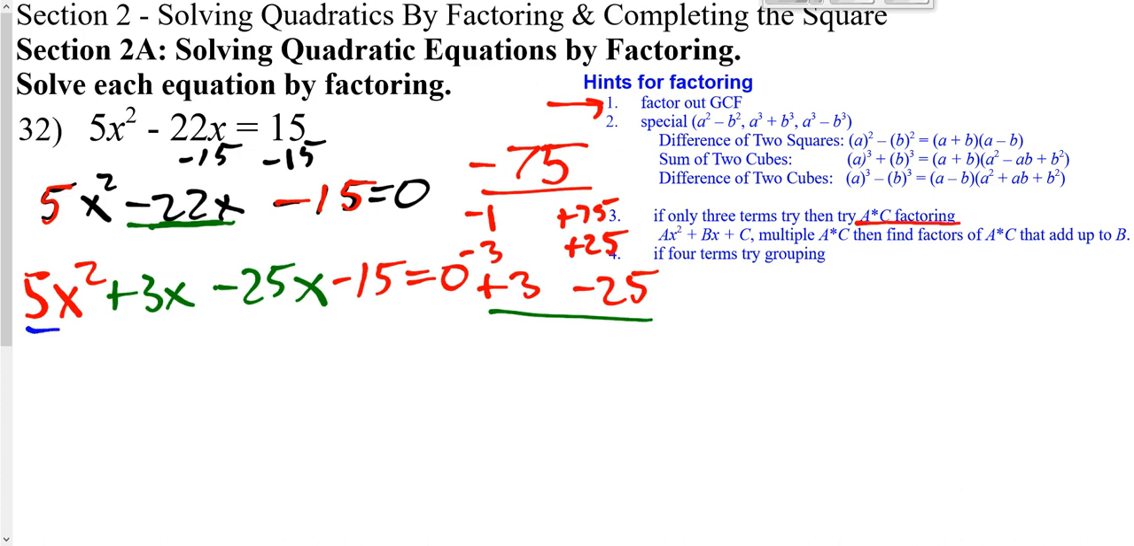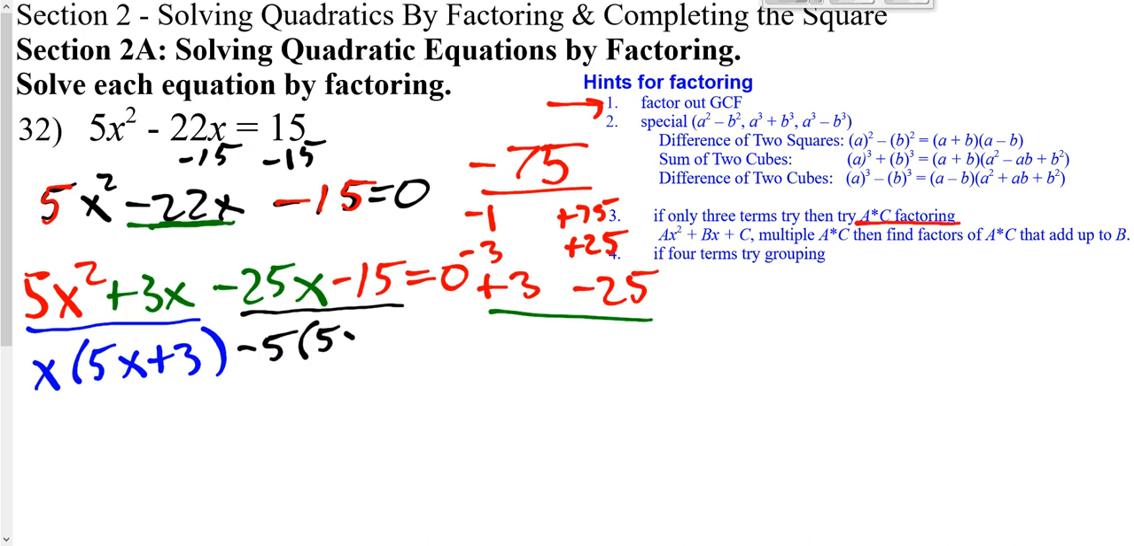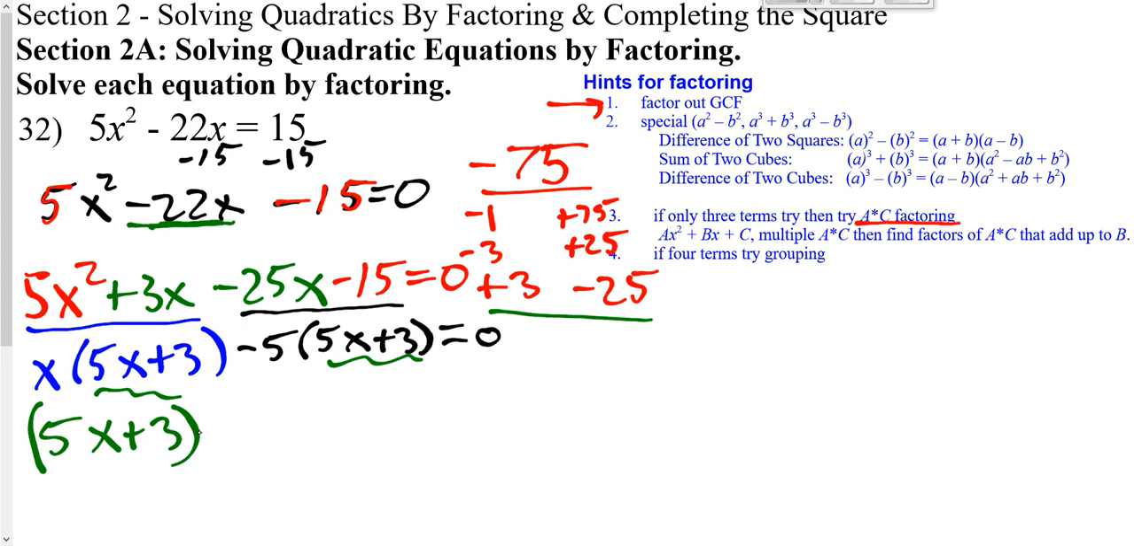Then we pull out our common factor out of the first two, which is an x. Same idea in the second set: pull out your greatest common factor, which happens to be a minus 5. And we get a 5x plus 3. Both parentheses are the same, so that means we're on the right track. So we can pull out our common parenthesis, or common factor. And then you look at what's left. We're left with this blue x, and we were left with this minus 5.